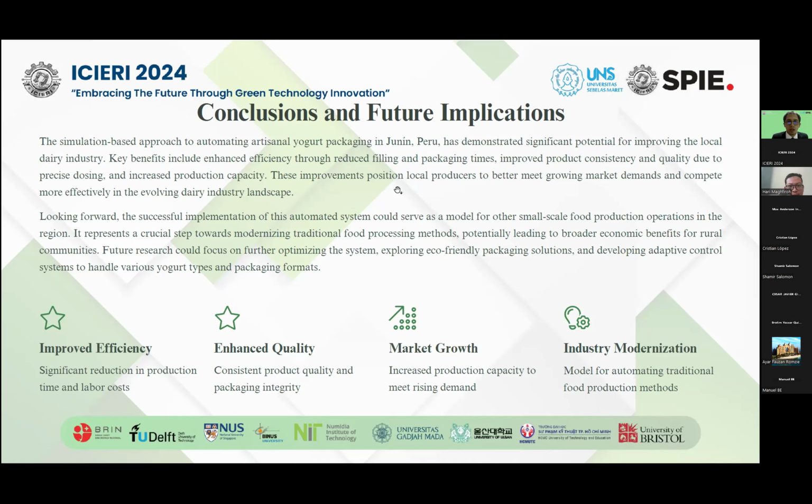Future research should focus on further optimizing the system, exploring eco-friendly packaging solutions, and developing adaptive control systems to accommodate various yogurt types and packaging formats. In conclusion, the automation of yogurt packaging not only enhances efficiency and quality, but also paves the way to sustainable growth in the dairy industry.